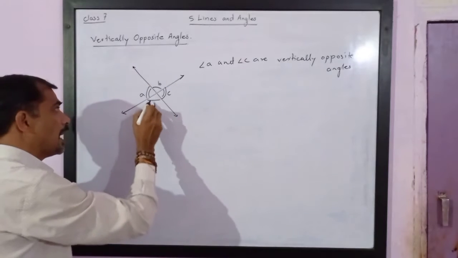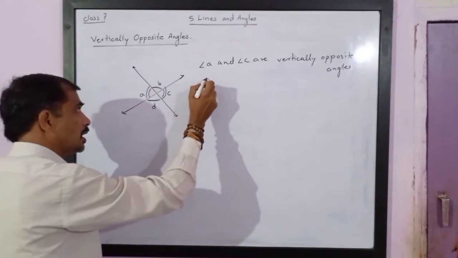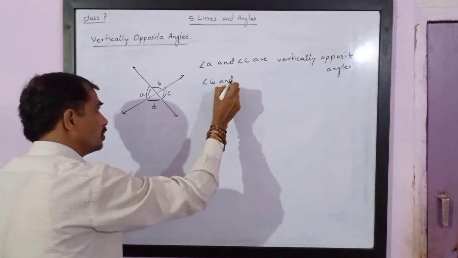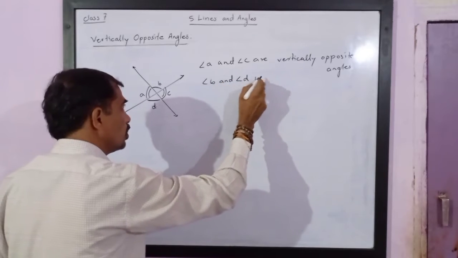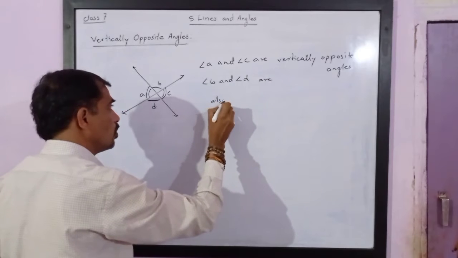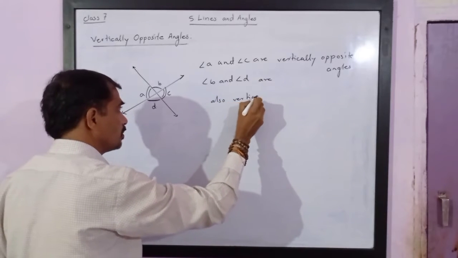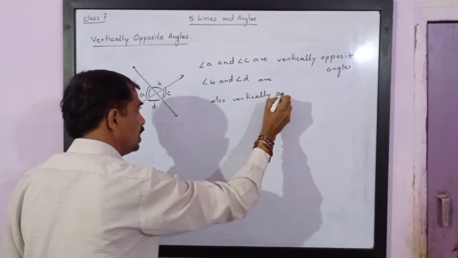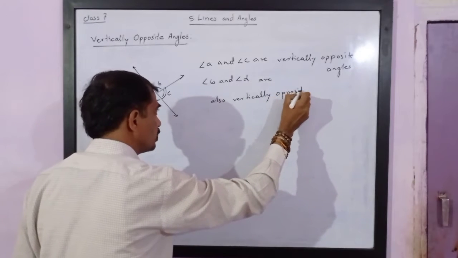Also angle B and angle D. Please note this angle B and D. Angle B and angle D are also vertically opposite angles.